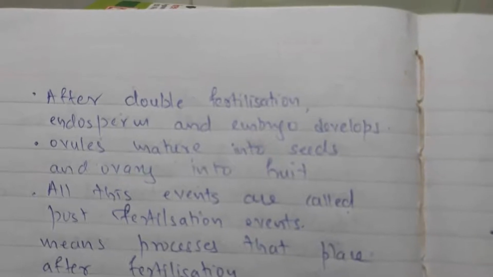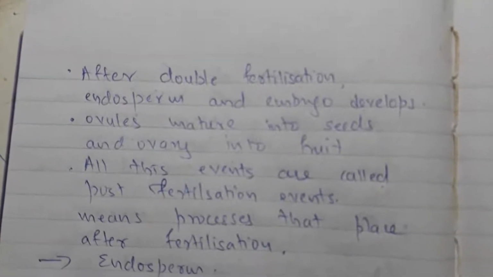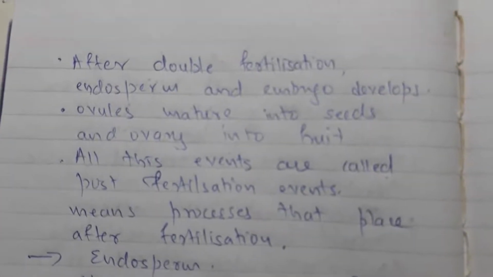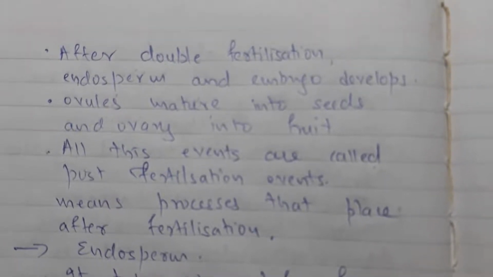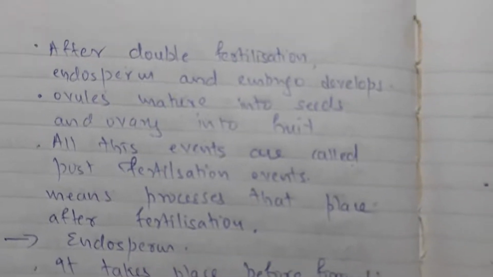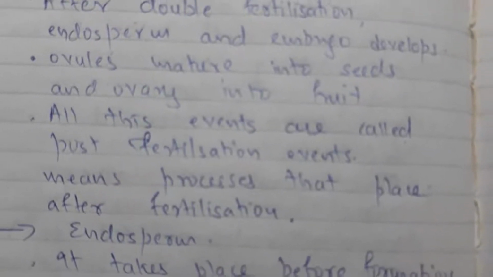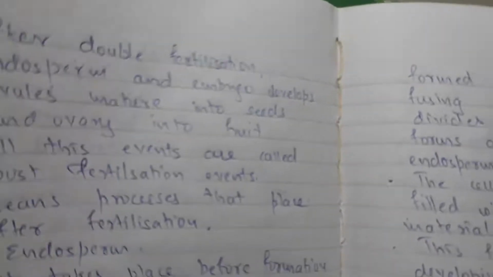What is double fertilization? The topic we have completed just now. Ovules mature into seeds and the ovary becomes the fruit. All these events are called post fertilization events. So, the topic that we are going to see now would be the future of the fertilization.